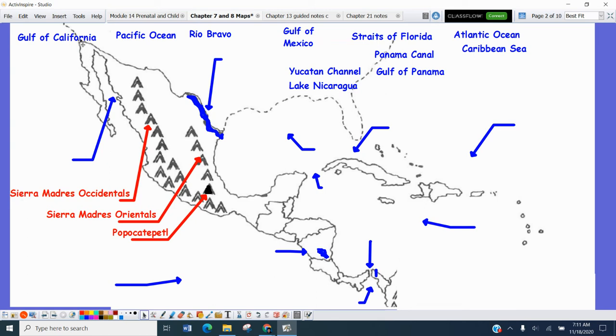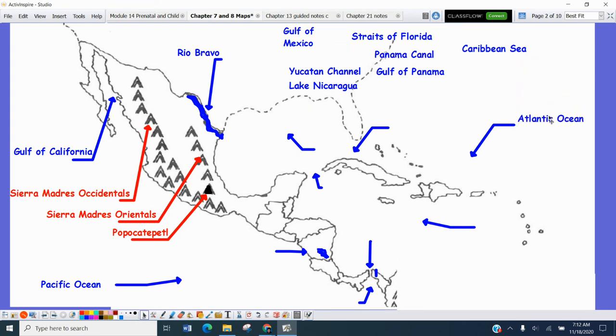All right, let's talk about bodies of water. We have our Gulf of Mexico. This is basically between Baja California and the main part of Mexico. We have our Pacific Ocean. And then we have this river that separates parts of the United States, primarily bordering Texas and Mexico. In the United States, this is known as the Rio Grande, but down in Mexico, the same river is known as Rio Bravo.